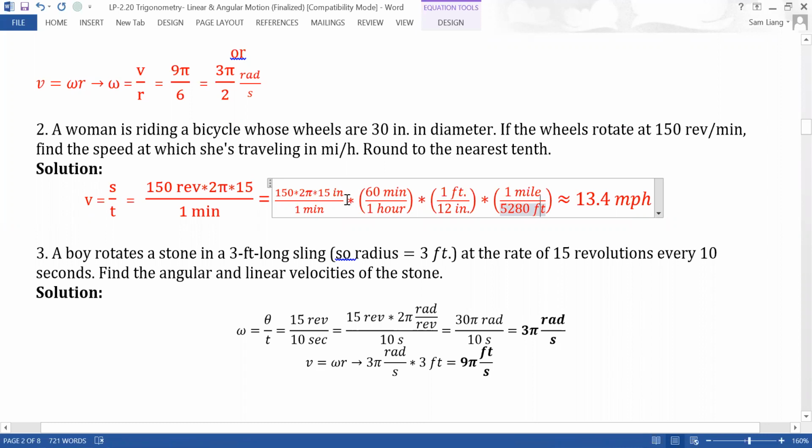And if you plug this into your calculator, right, multiply this all out, 150 times 2 pi times 15 times 60, all that divided by 12 times 5,280, you're going to get about 13.4 meters per hour. Oh, sorry, miles per hour, not meters, miles per hour. The only thing, just be careful with the calculations because you first have to multiply 12 times 5,280, and whatever that product is, use that to divide. Okay, so I'll put the 12 times 5,280 in parentheses.